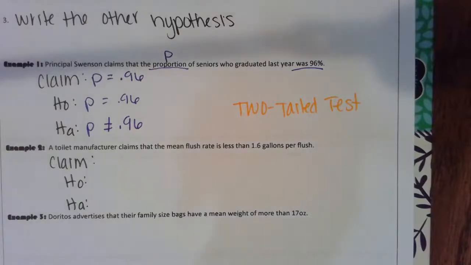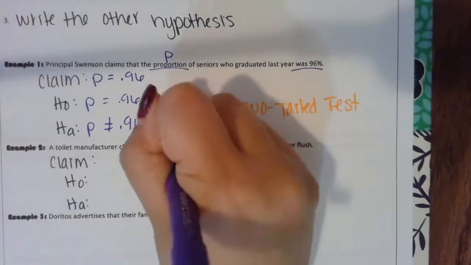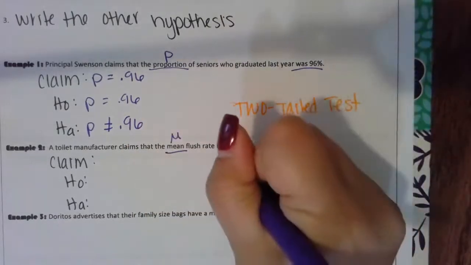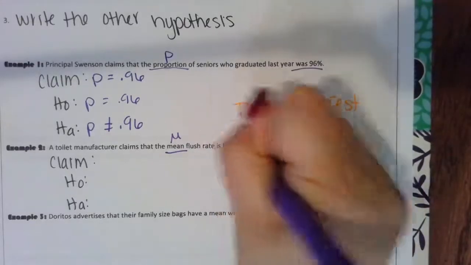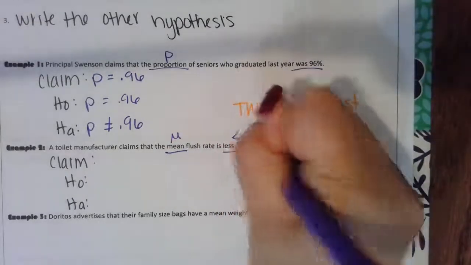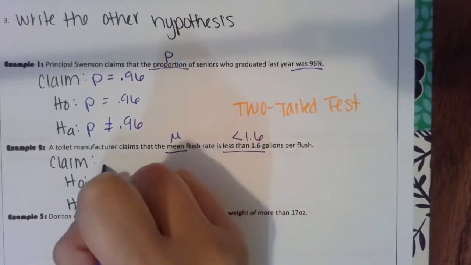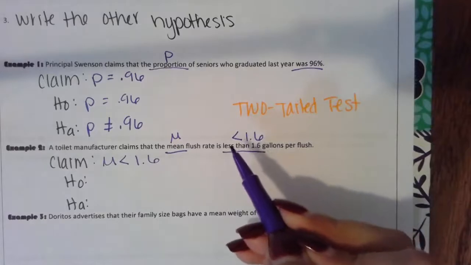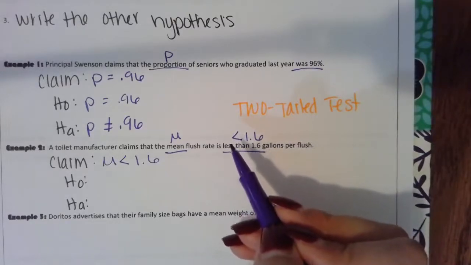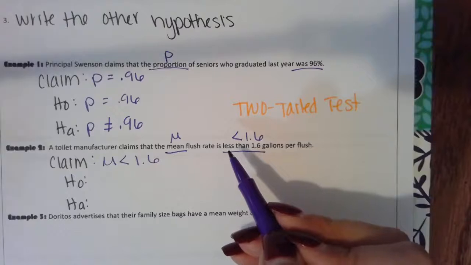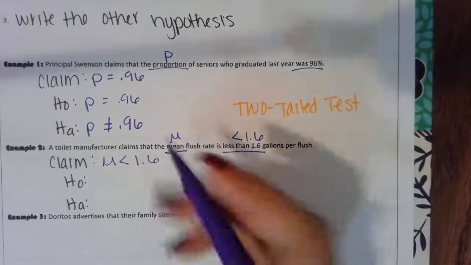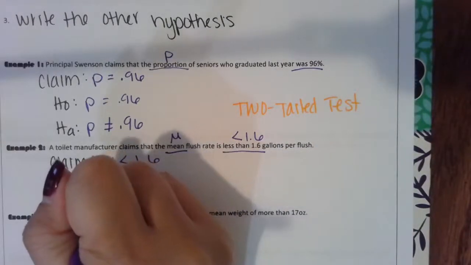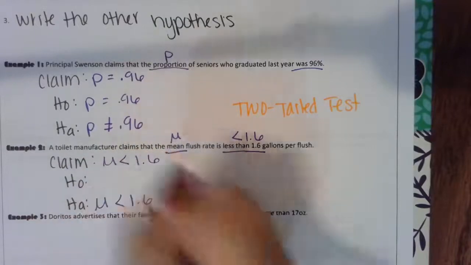Okay, so we also have the toilet manufacturer claims the mean flush rate is less than 1.6 gallons per flush. Mean, we're going to be working with mu. Less than 1.6. Remember that is a less than sign, 1.6. There's your claim, that your mean is less than 1.6. Notice that since there is no equality in this, it's not less than or equal to, it's not greater than or equal to, it's not equal to, it's just less than, that is the alternative hypothesis. So you would go ahead and write that down here.